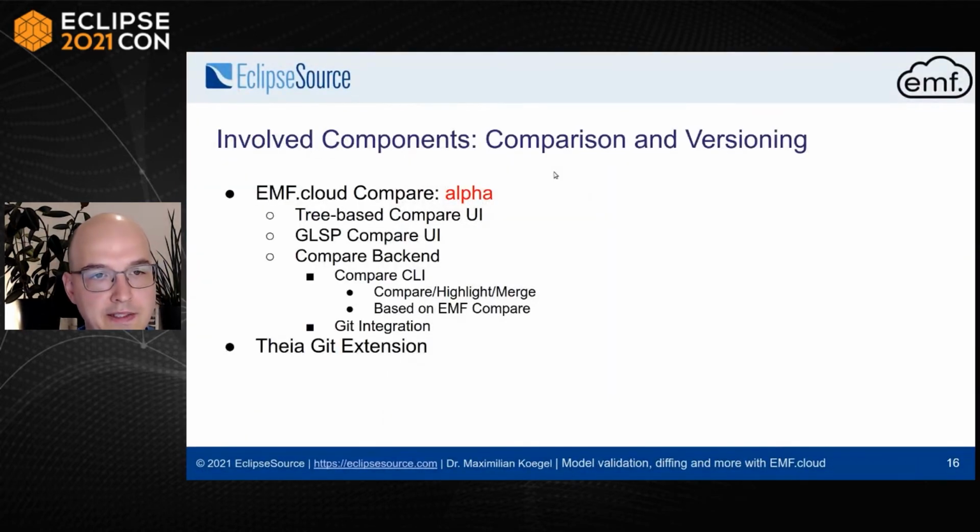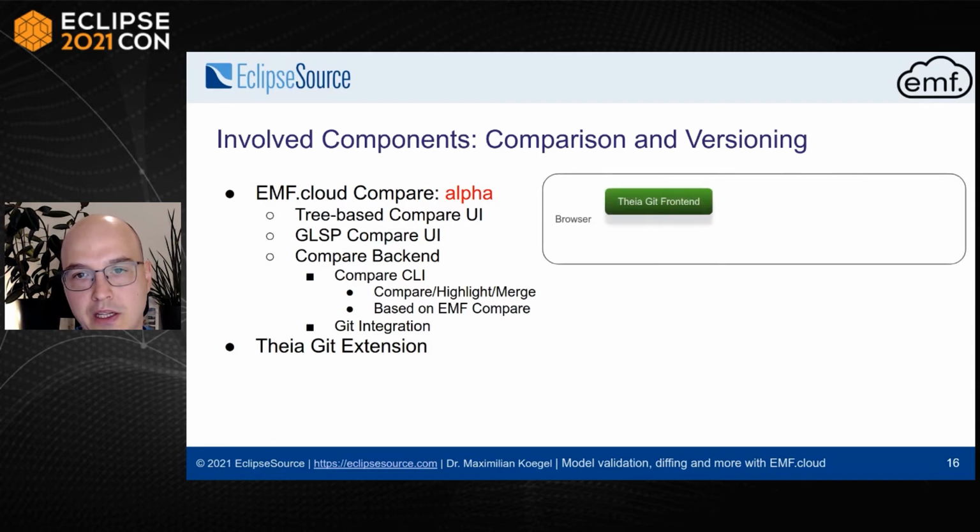How is that done? Well, that's done with an alpha component from EMF.cloud, Compare. It offers a tree-based compare UI, a GLSP compare UI, and a backend. And we have seen the Theia Git extension in action. We look at the architecture. The Theia Git front end was the one that showed us the files to be staged and committed. Then we had the tree compare UI.